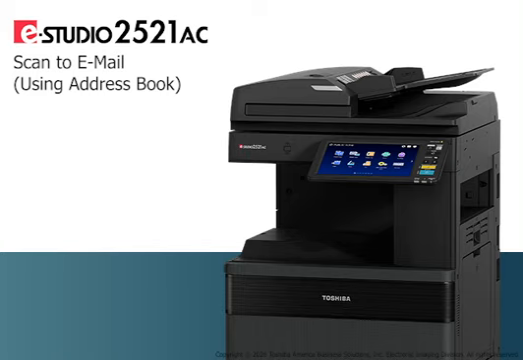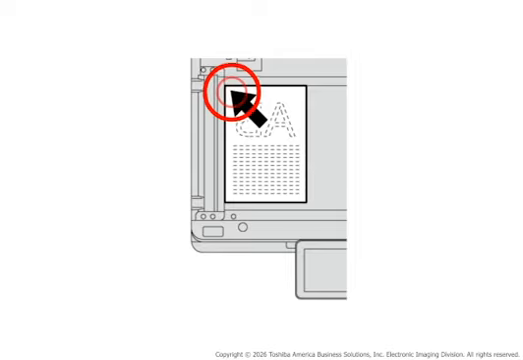Using the system's address book helps simplify the process of inputting recipients' email addresses for scan-to-email jobs. Perform the following steps to scan an original and send it to an email address. Place the originals on the glass or in the document feeder.